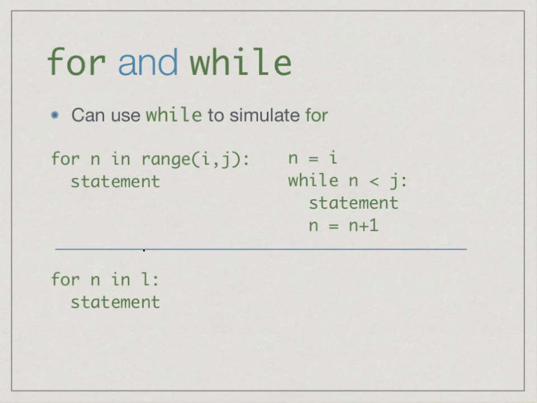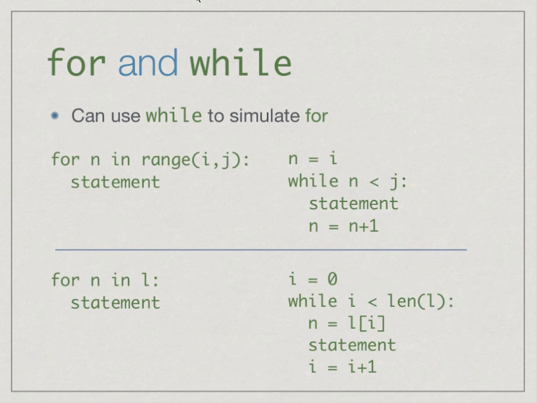The other way that we use for is to iterate through the elements of a list. So if L is a list of values x1, x2 up to xk, n will take each value in this list. Here again, we can set up positions to walk through the list and pick up the value at each position. We start at the 0th position, and so long as we have not reached the end of the list in terms of positions, we set n to be the value at position i. Then we execute the statement and we increment the position.